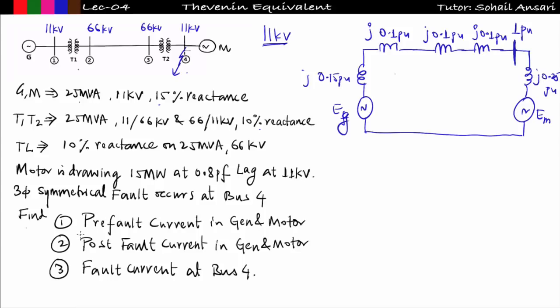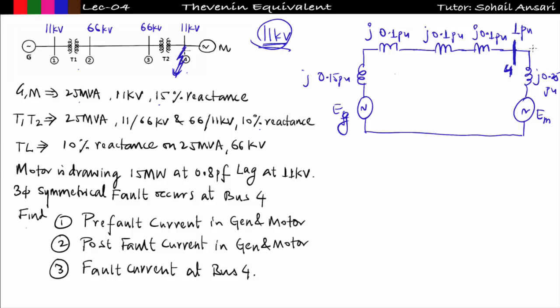Now see, according to the question, I have to find the pre-fault current and the post-fault current, and the fault is occurring at terminal 4, means at this point. This is my terminal 4 point. And the voltage at this point, by choosing a base of 25 MVA and 11 kV, will be 11 by 11, that is 1 per unit.